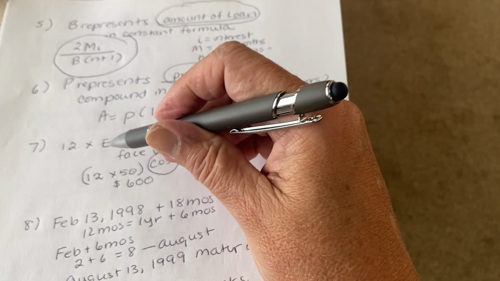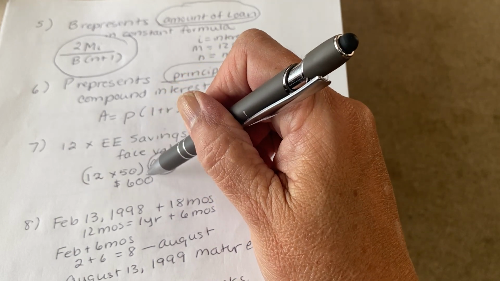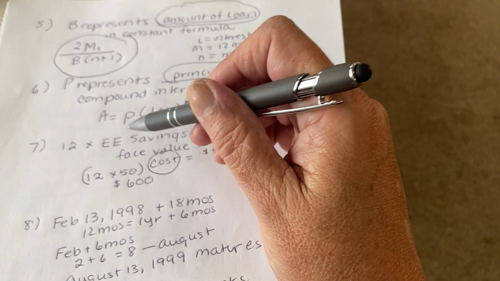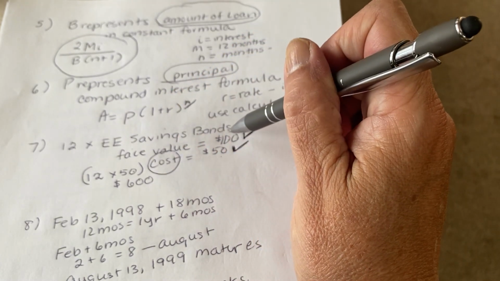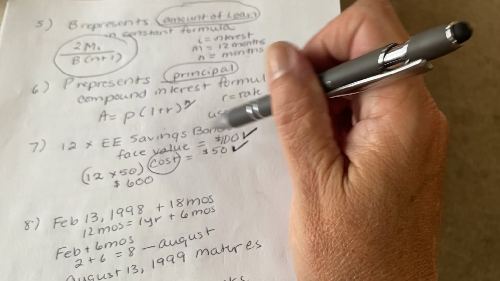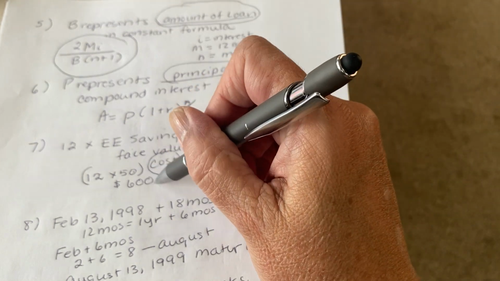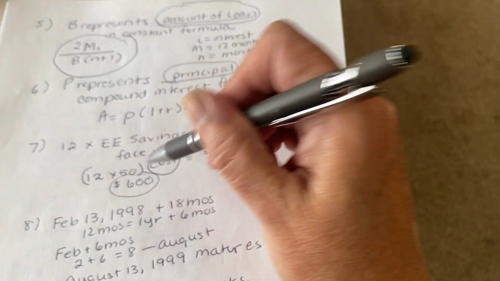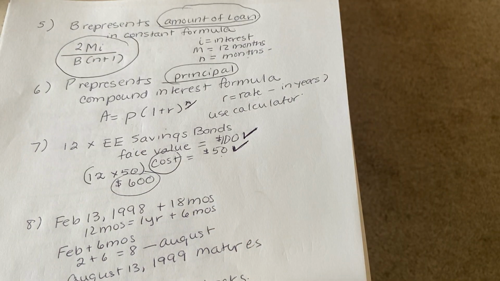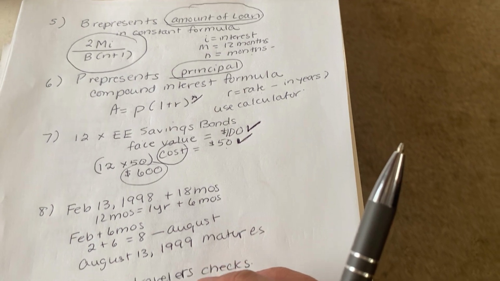What am I going to pay for 12 of them? Full price for 12 of them would be 100 times 12, which is $1,200. But now I'm going to pay half of $1,200, which is $600. So just remember that the EE savings bond face value is how much it's going to be in like 10 years. You're going to get $100 from them, but what are you going to pay for them now? $50, right? Those are government bonds.